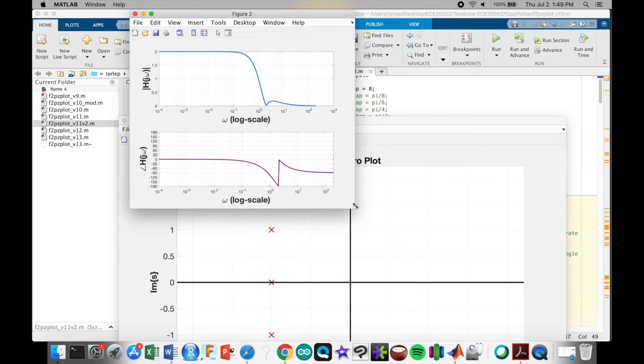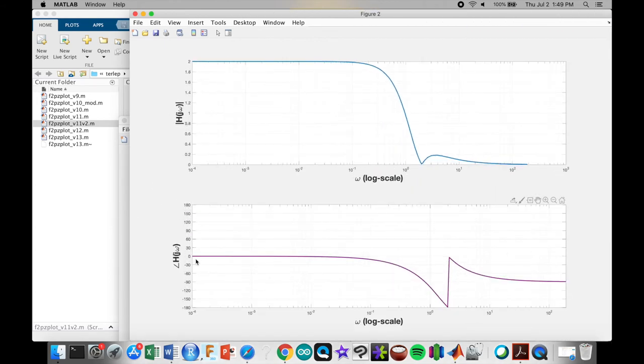And sure enough, that's exactly what happens. We start off at zero, as we predicted, and then we fall, and then we jump up 180 degrees. And then we fall down to minus 90 for our end behavior, because as we go out to infinity, it's going to converge to minus 90.